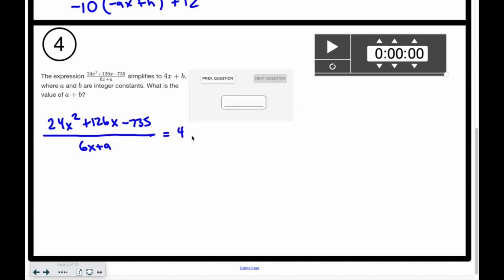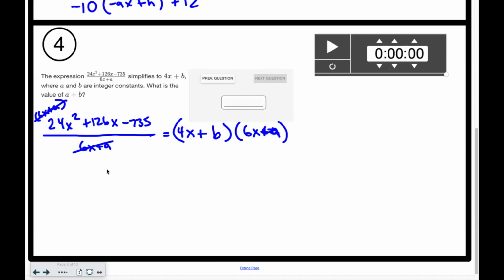So if it simplifies to it, that means it's equivalent to it. So this is another one of our equivalent expression problems. And what I'm going to do is just multiply each side by 6x plus a. So if I multiply this side by 6x plus a, it divides out here. And then I multiply this side by 6x plus a.